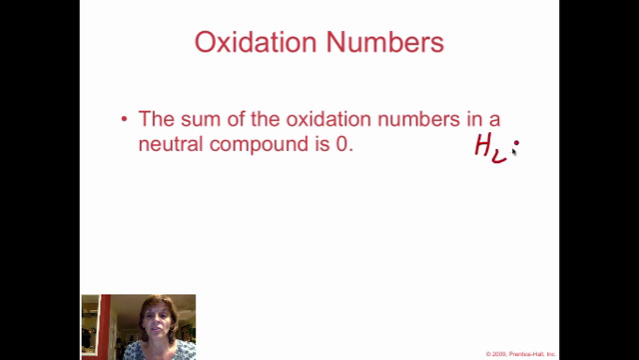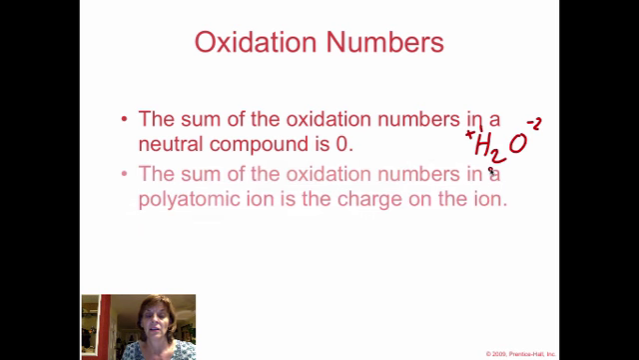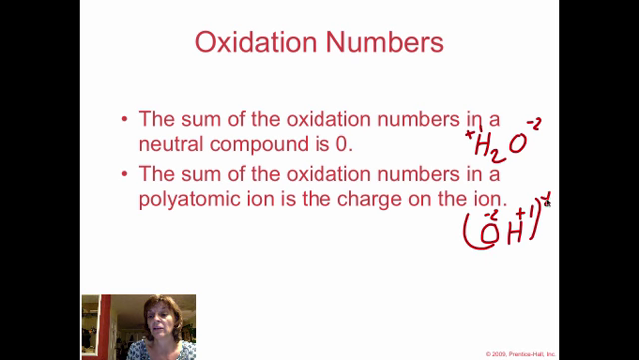You've got H2O. The -2 for O has to be balanced out by two positive 1s for hydrogen. The sum of the oxidation numbers of a polyatomic ion has to be the charge of the ion. So, for instance, the hydroxide ion, we can count on oxygen being -2, so the hydrogen must be +1, and that gives the overall charge of -1 for hydroxide that we expect.